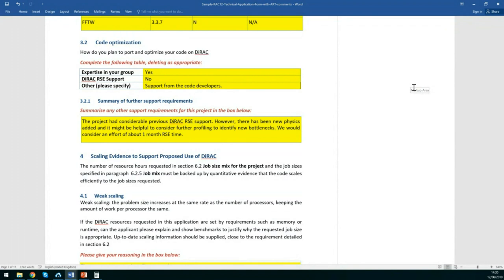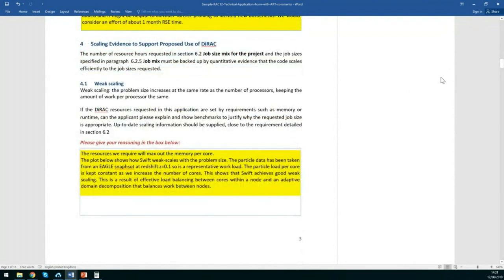So if there's a no, say, to expertise in your group, then please tell us how you think you can cope in the box, and summarize any other requirements. In this case here, there was considerable support for SWIFT. I mean, this is reality. However, there could be a chance that we would consider an application for 1 month RSE time. Although at the moment we say no, maybe the assessment of this technical application might help us to make up our mind. The next bit is most important.